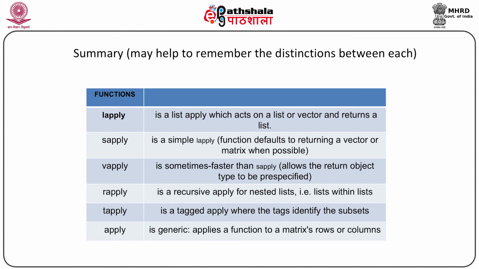Then rapply is a recursive apply for nested lists, that is, list within list. Then tapply is a tagged apply function where the tags identify the subsets. And finally, apply is a generic function that applies a function to rows or columns of a matrix. So, in these two modules, several kinds of group functions are discussed vividly.